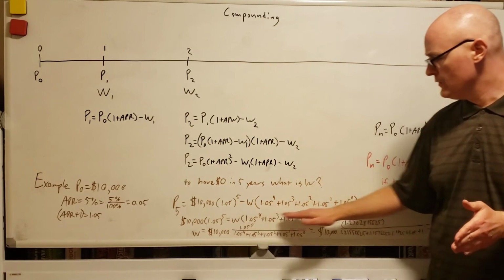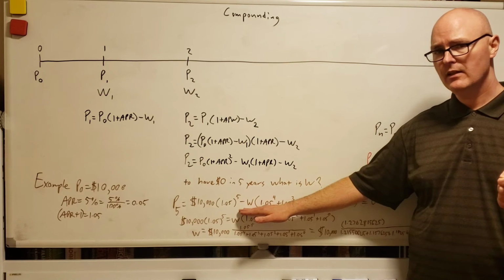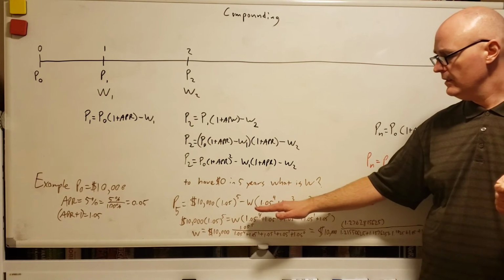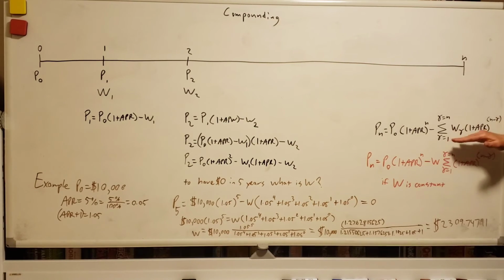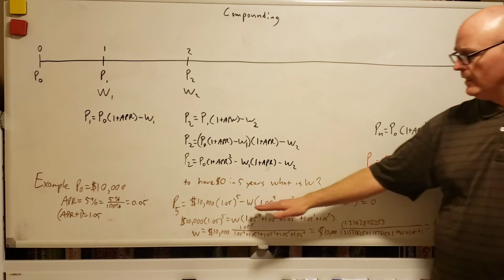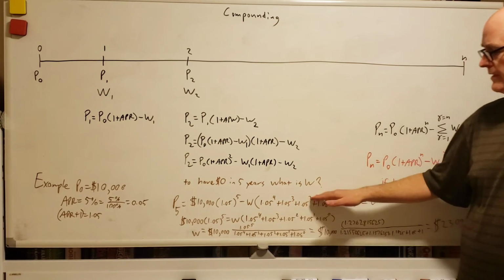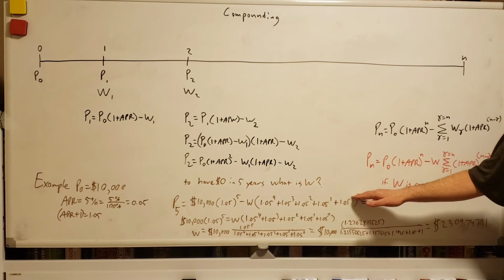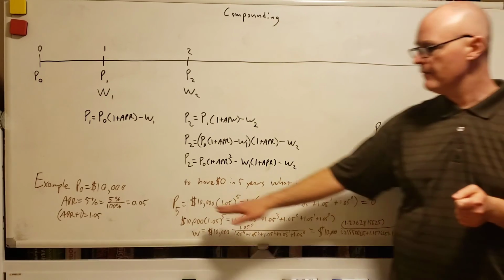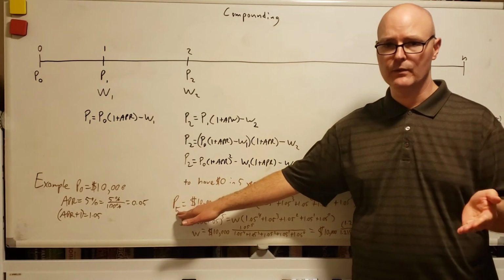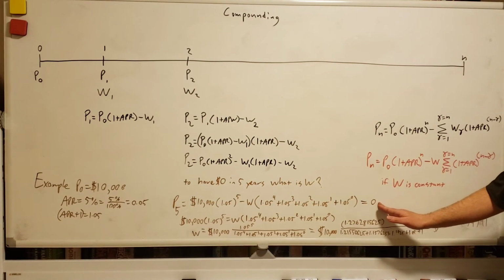I have to subtract the withdrawal. So I'm withdrawing at a constant rate over a 5-year period. So this is my summation term: 1.05 to the 4th, to the 3rd, to the 2nd, to the 1st, and to the 0 power. All of that's going to equal 0 in order to have the balance equal to 0, the principal equal to 0 at the end of year 5.